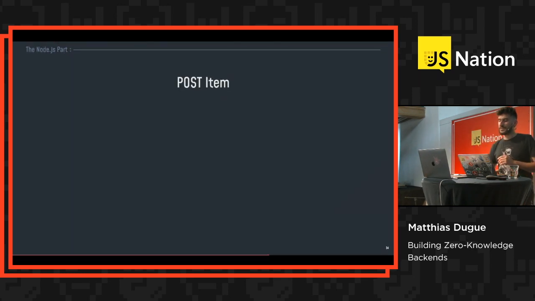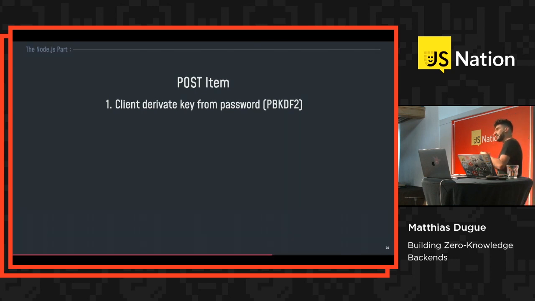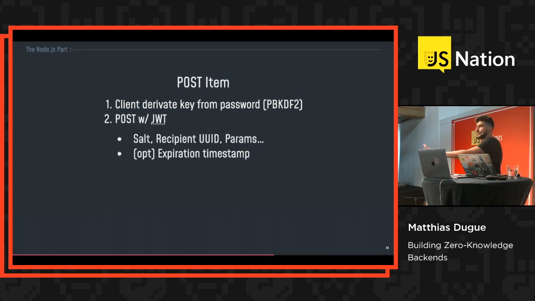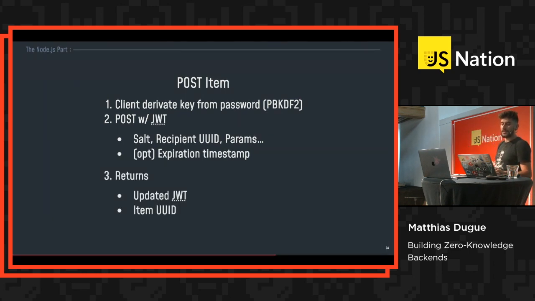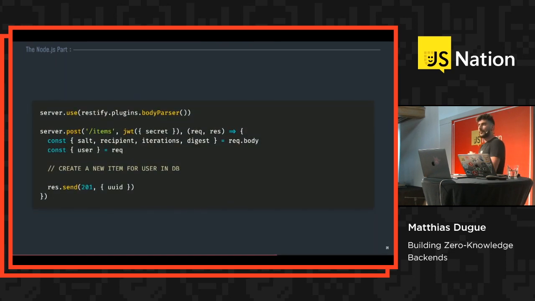What about posting items? When I want to post an item, my client will derive a key using an algorithm from its main password. It will post with a JSON Web Token to the backends to open a new slot for a new item. It will pass some salt params that are used to derive the key, and optionally an expiration timestamp. The backends will return the JSON Web Token and the new item UID, and then I just have to patch it right after. This is just like that.